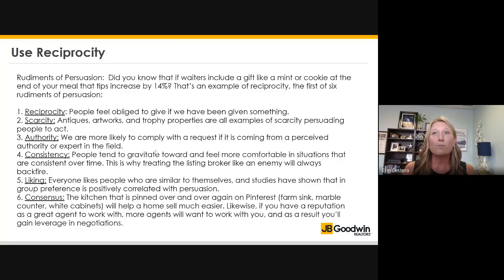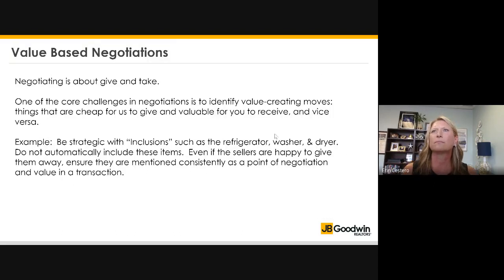So don't pick your battle this time. Come from a place of reciprocity, so that if you battled at negotiations for the contract, you're not battling again when it comes to inspections and negotiations or appraisal coming in low. Give and take, which leads me right into our next strategy or concept for negotiations, and that's value-based negotiations.